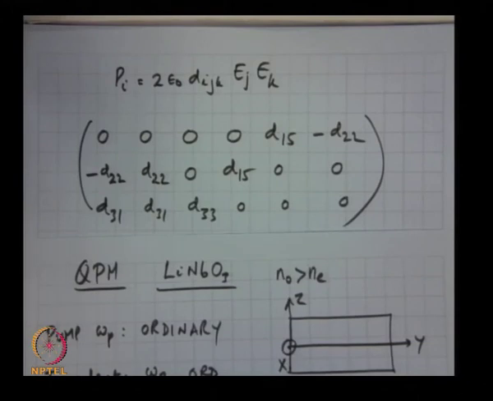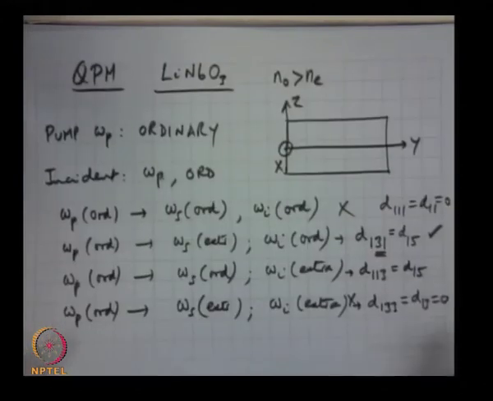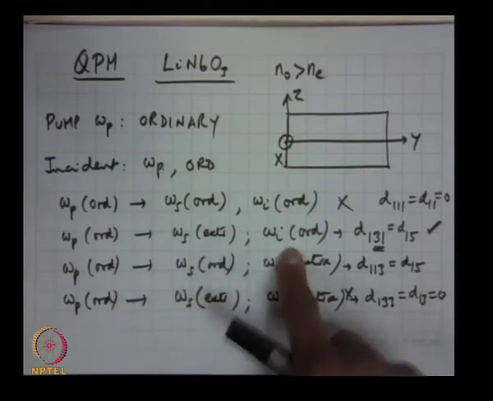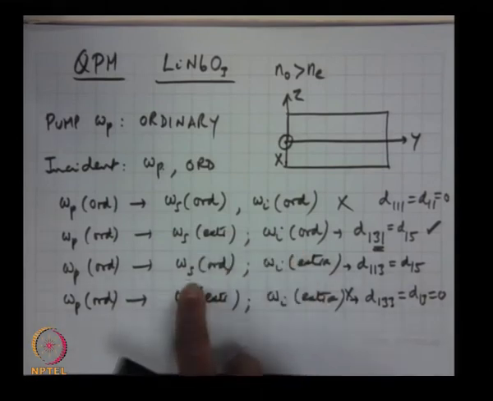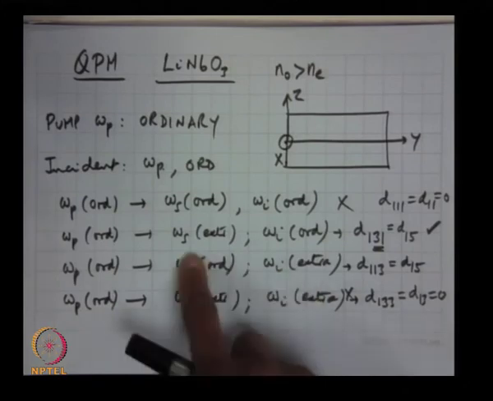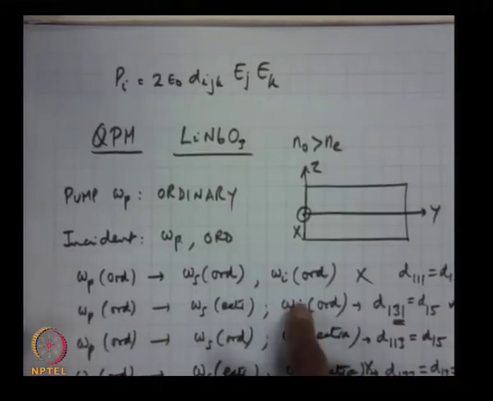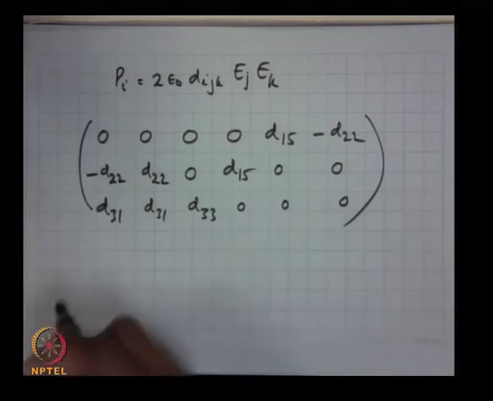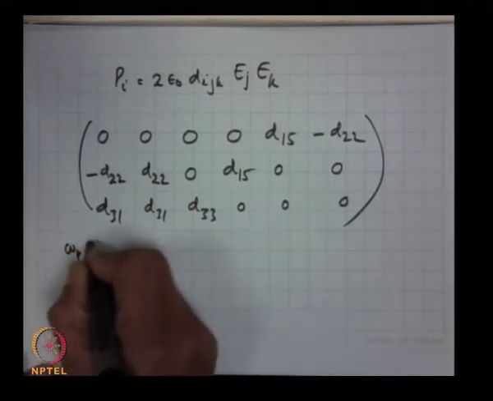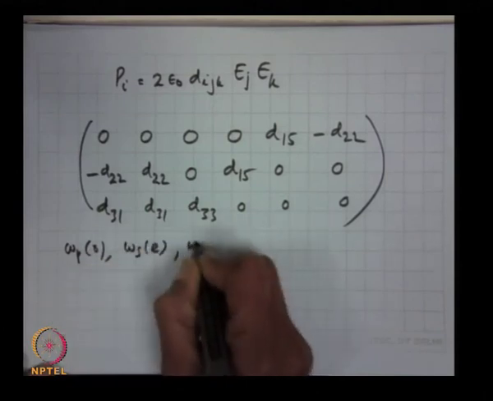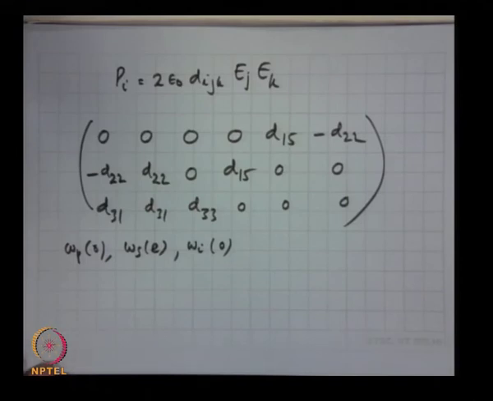along the y-axis, I can either generate an extraordinary polarization of signal and ordinary polarization of the idler, or an ordinary polarization of the signal and extraordinary polarization of the idler. What will be the phase matching condition for the first process? So I'm looking at omega p ordinary, omega s extraordinary, and omega I ordinary.